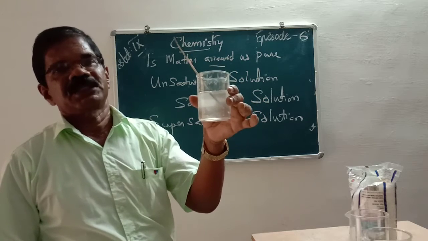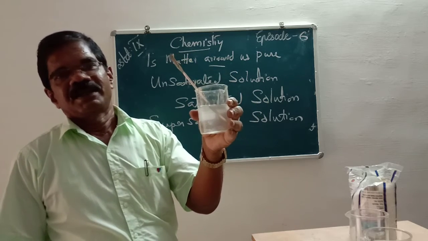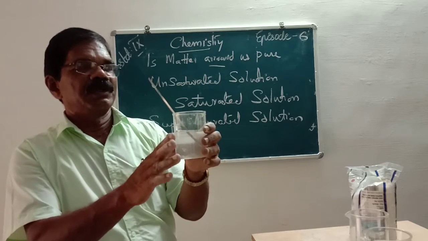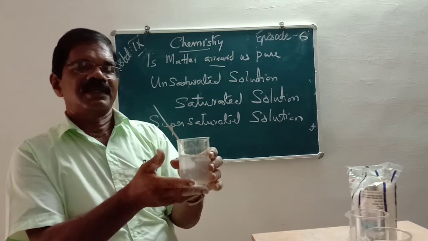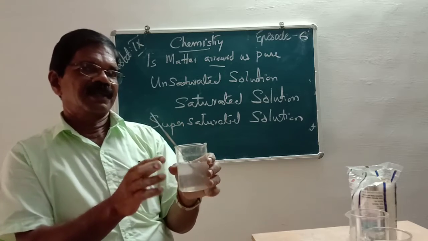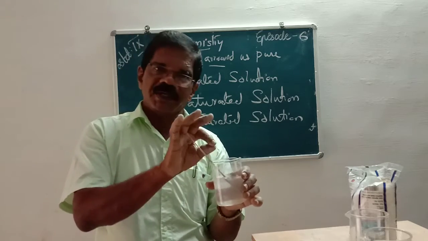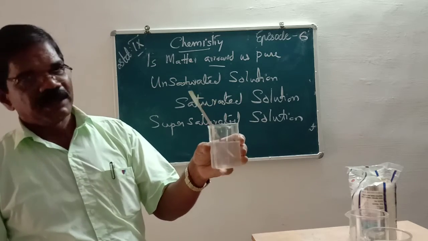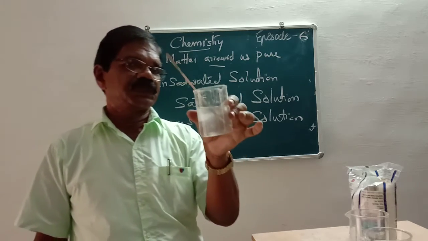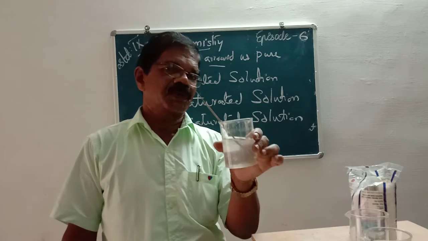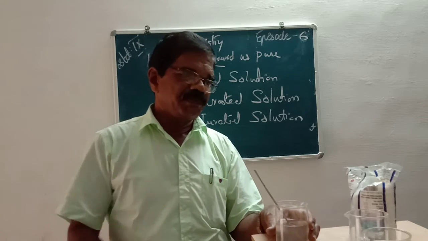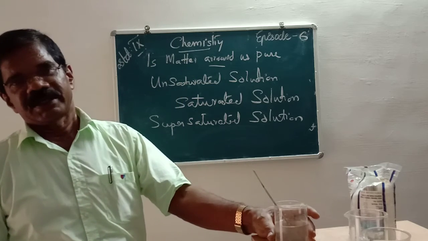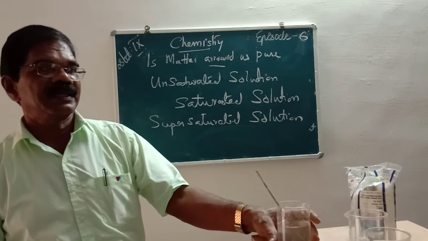What is a saturated solution? The maximum amount of solute that can be dissolved at the given temperature is dissolved in it. If we add more solute, it cannot be dissolved. It remains undissolved. So this is saturated, with the maximum dissolved in it. Then if we add more solute to it, what will happen? It remains undissolved. Then how can we dissolve it?